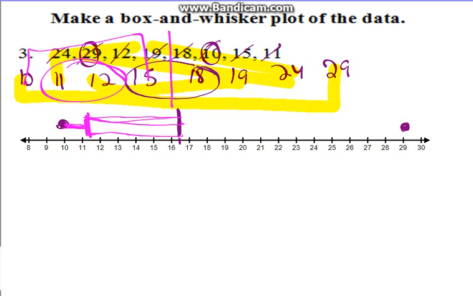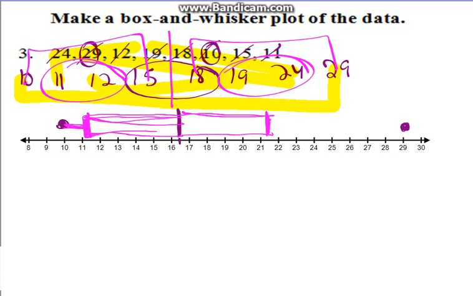Now I'm going to do the same thing over here. So I'm going to go 18 and 29. And now 19 and 24. Add them and divide by 2, and I have 21 and a half. So right here is the third quartile. So I'm going to draw my box to there. So here's my box, and there's my long whisker. And there's my box and whisker plot.